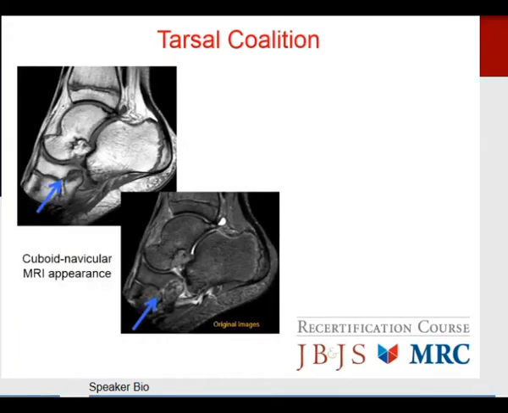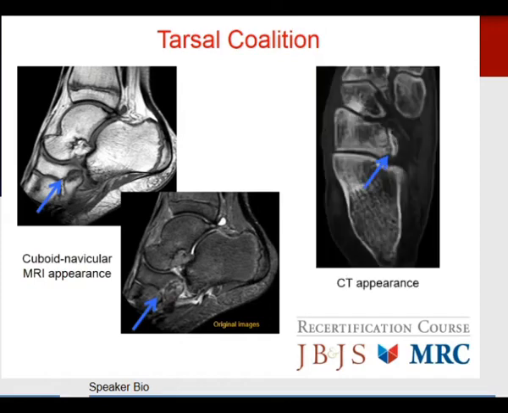This is a tarsal coalition of the tarsonavicular bone with the cuboid, and again you see this undulating, irregular cortex, abnormal cartilage, and then subchondral marrow edema associated with the abnormal stresses across the joint. We can also see this on CT, where we see this irregular undulating cortex with subchondral cystic change and sclerosis on either side of the fibrous coalition.